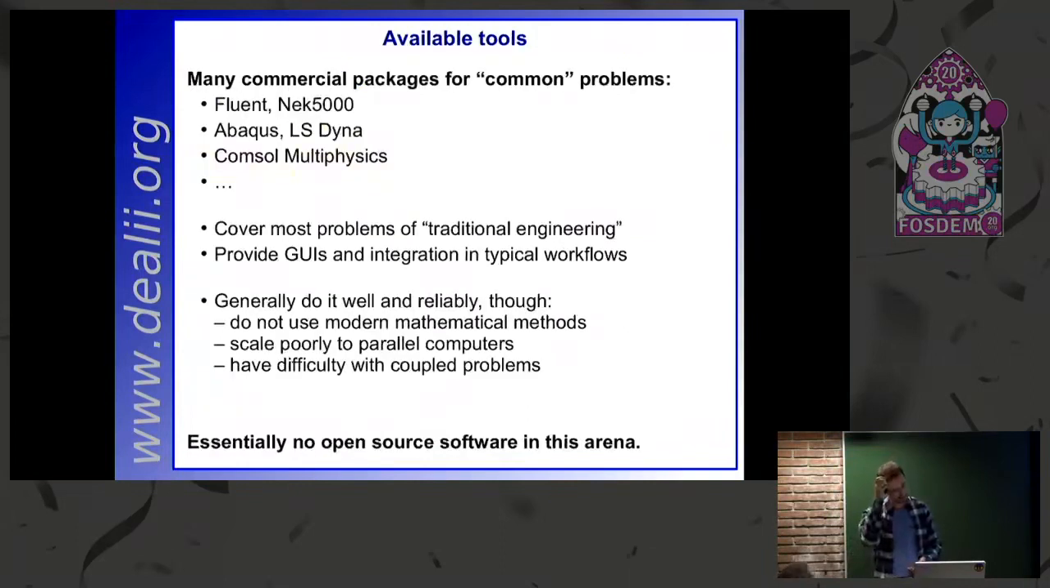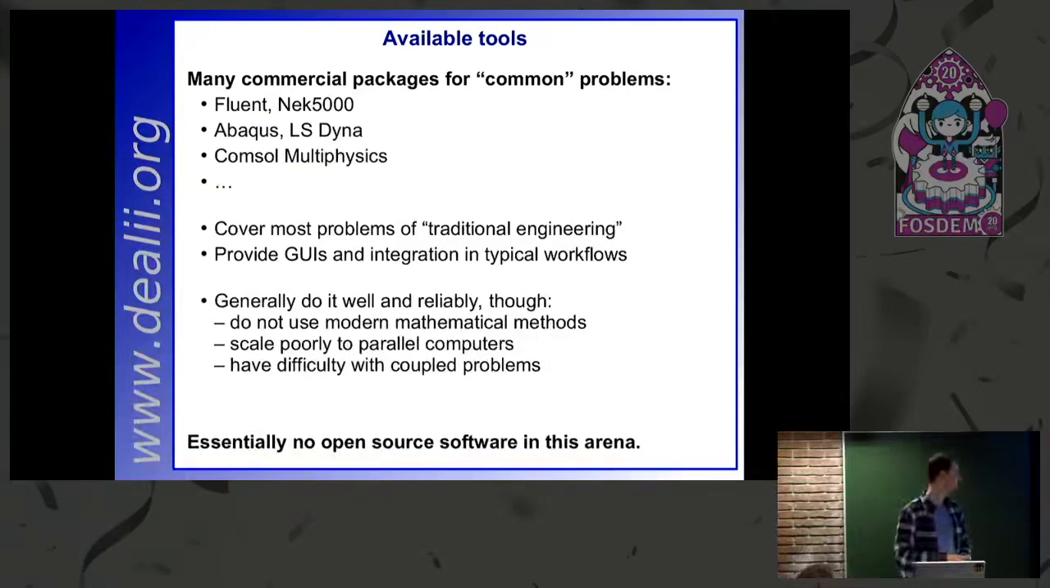And so let me talk you through a little bit what tools there are. It's an open source conference, so we should talk about what tools there are and what tools there aren't. So there's a lot of commercial tools in this area for all of the standard engineering applications. So for solid mechanics, for fluid dynamics, for electromagnetics, there are codes like Fluent, NEC 5000, Abaqus, LS-DYNA, and so on and so forth. And these are sort of the heavyweights in the area. And the sad part from the perspective of this conference is there is really not a lot of open source tools around. A lot of the work in this area is done with commercial tools. And so that's just what it is.